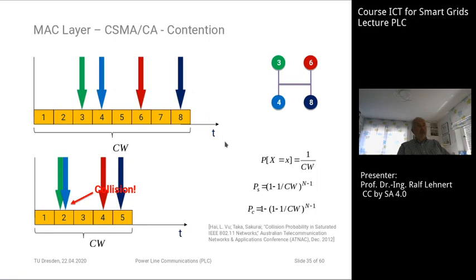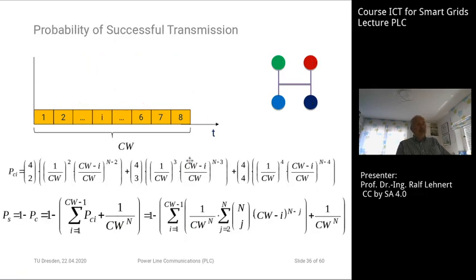Now, carrier sense multiple access with collision avoidance. You know that there is a principle: if you have a contention window, then it depends who has been arriving first. In this case, the green arrival was the first one, and therefore will finally get the channel. If the blue and the green one arrive in the same time slot, then we have a collision, and of course this needs a repetition.